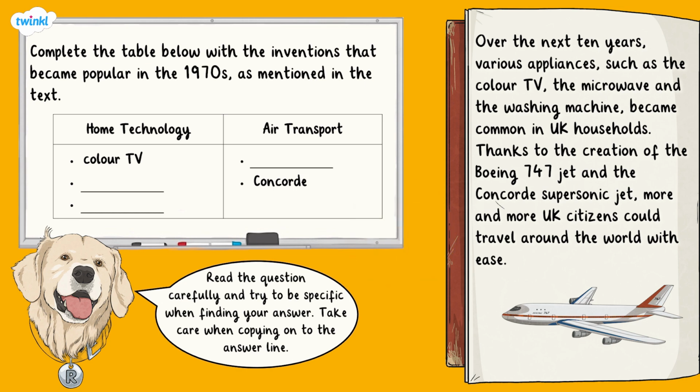Have you had time to think about your answers? This was a retrieval question, which means you needed to get the answers straight from the text. According to the text, the table should be completed like this. Under Home Technology, we have colour TV, microwave and washing machine. And under air transport, you should have added a Boeing 747 jet. Well done if you completed the table correctly.